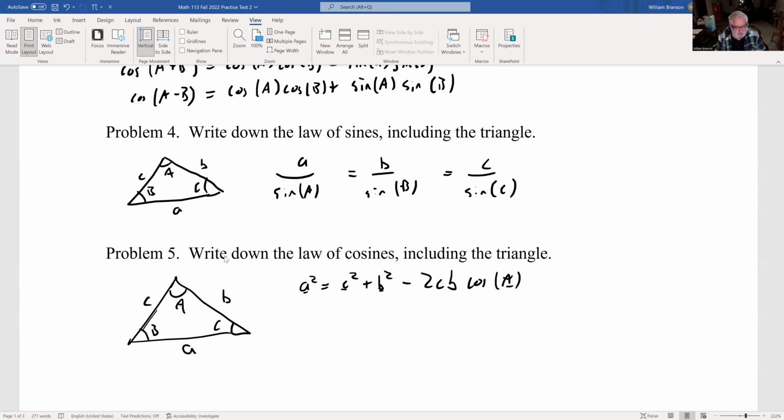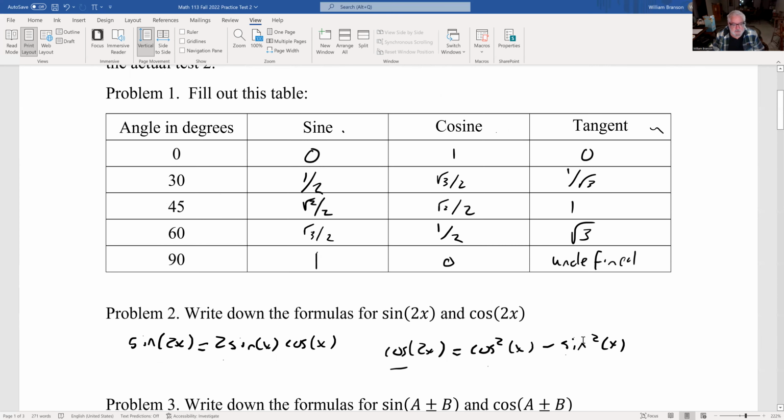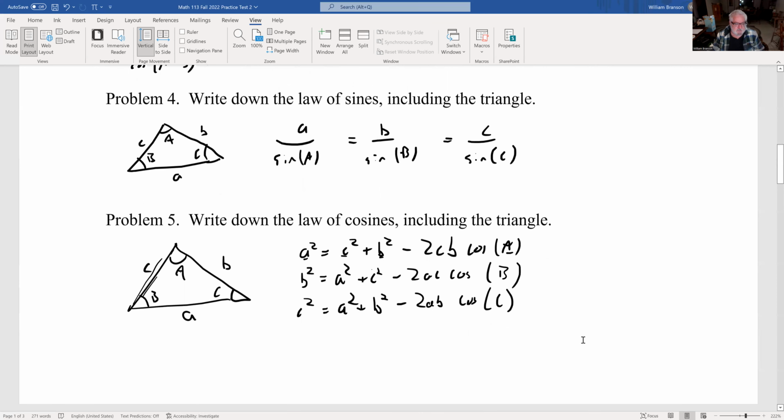So there's actually three different versions depending on which side length you want to have. You could write it as b squared equals, well, take the square of the other two sides, a squared plus c squared minus 2ac times the cosine of the angle opposite the side b. And the last one would be a squared plus b squared minus 2ab cosine C. Any one of those three is fine. You don't need to write down all three of them, just any one of them. So those are a bunch of stuff that you really should have memorized. Those will be the first 5 problems on the test.